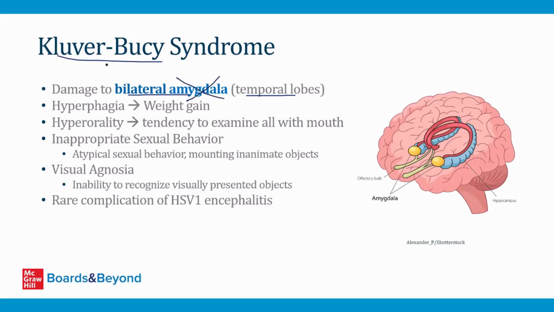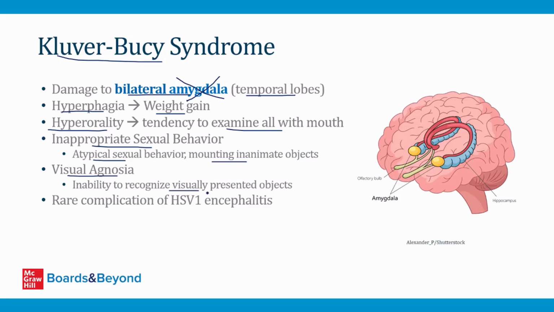So the clinical features of this syndrome include, first of all, hyperphagia. Patients will eat a lot. This will lead to weight gain. They also display hyperorality. This means they have a tendency to want to examine things in the world with their mouth. They can also display inappropriate sexual behavior. Sometimes they will want to do atypical sexual behaviors, or sometimes patients will mount inanimate objects. There can also be visual agnosia. This is the inability to recognize objects that are presented to them visually.